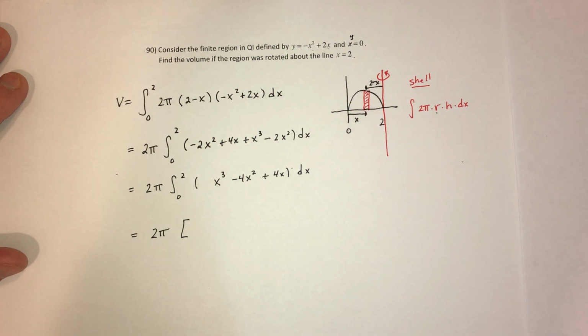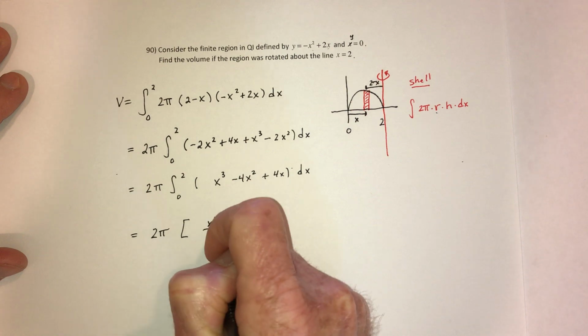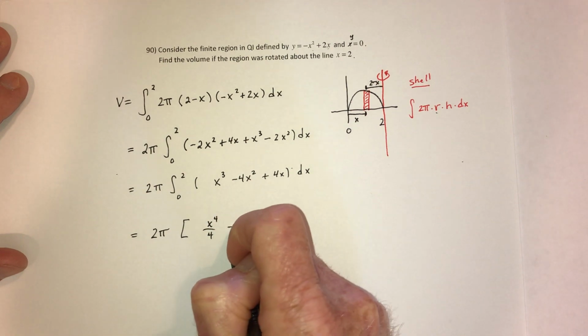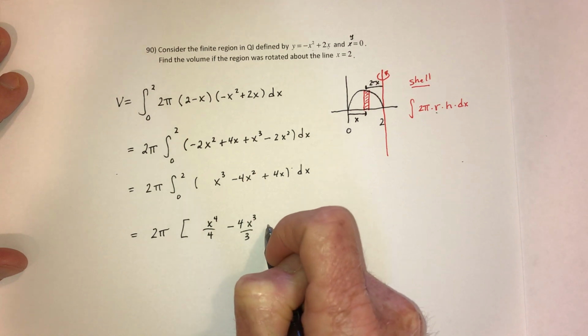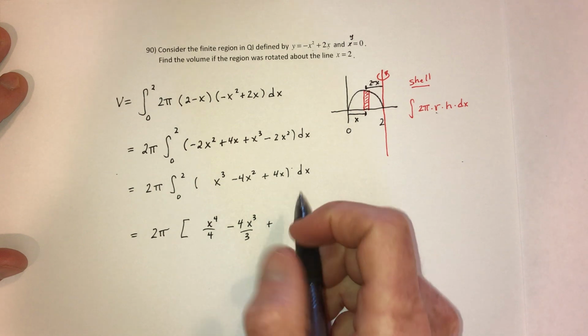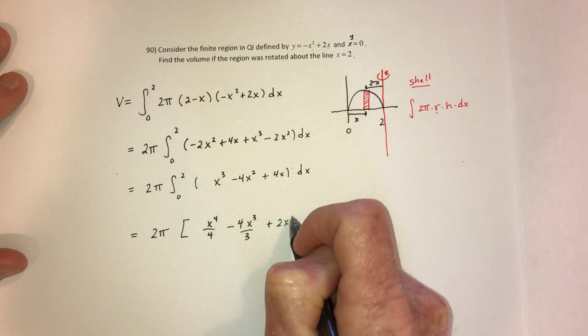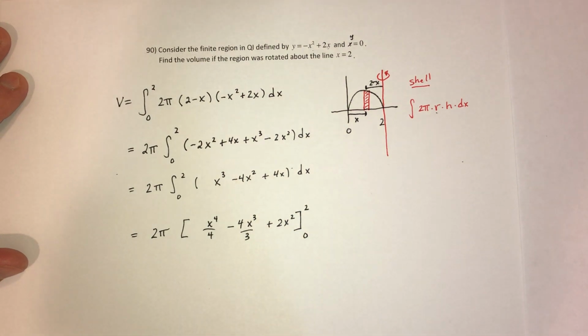All right, now find the antiderivatives. For this one, it's going to be x to the 4 over 4. Then this one will be 4x to the 3 over 3. And this one will be x squared over 2, or when you reduce it, that's 2x squared. Evaluate from 0 to 2.